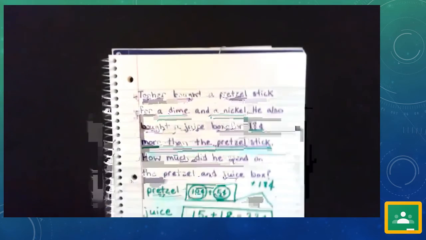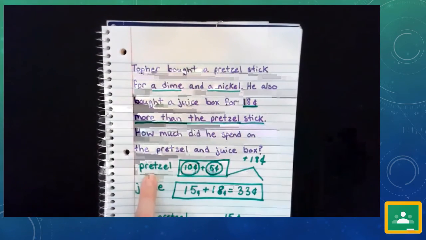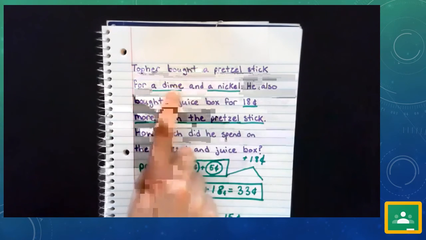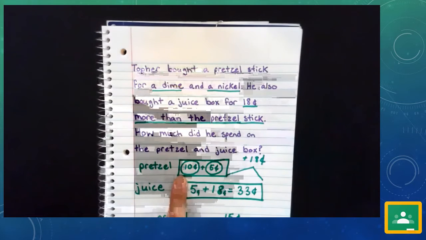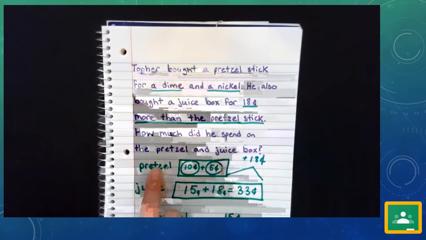So to do this work, I used a tape diagram. I looked back in my problem to find out the information about both items that he bought, the pretzel and the juice. I remembered that for the pretzel stick, he used a dime and a nickel. So in my first tape diagram, I drew the dime and the nickel. And I know that I'll add those together so that I'll find the total value of the pretzel.